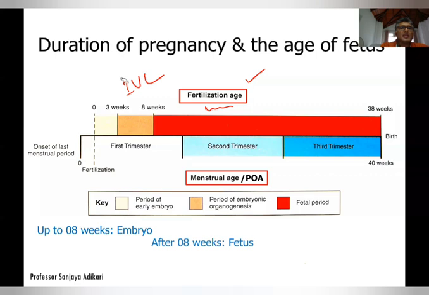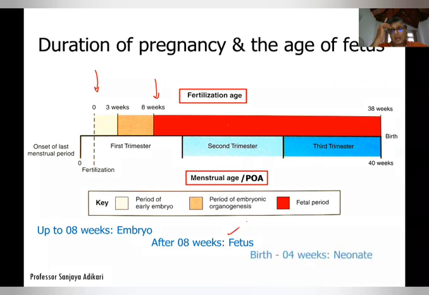Up to the first 8 weeks after fertilization, it is called an embryo. Beyond that, it is called a fetus. People sometimes call the whole thing a fetus, but if someone says specifically embryo, that means the first 8 weeks. Then until the time of delivery, it is called the fetus. Both terms can be used.